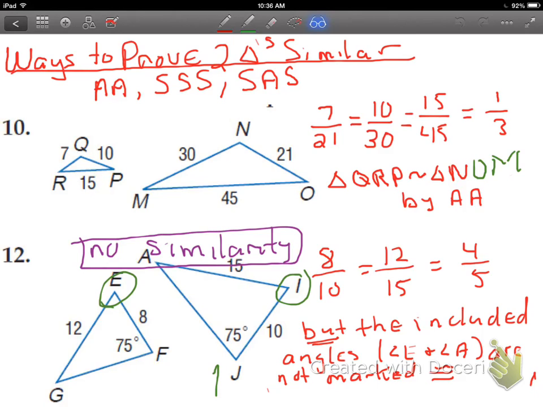We have the 75s that are congruent at F and at J, but I've circled in green the angles that we needed. We needed to have angle E congruent to angle I, and then we would have had similarity by side, angle, side. But as they sit, we don't have the correct angles, so they are not similar.